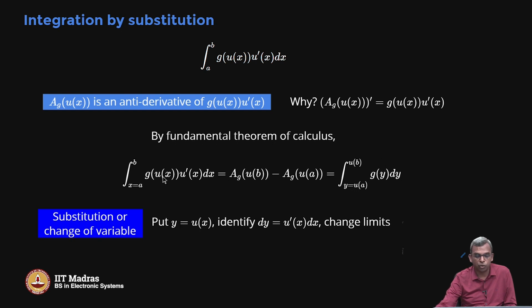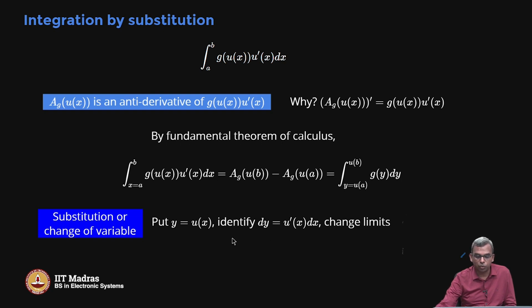Okay, so this g of u of x becomes g of y. What about dx? How will the dx change? It changes like this. When y is u of x, a lot of people think of it as differentiating both sides. So when you differentiate y, you get a differential dy, and you get u prime of x times dx.